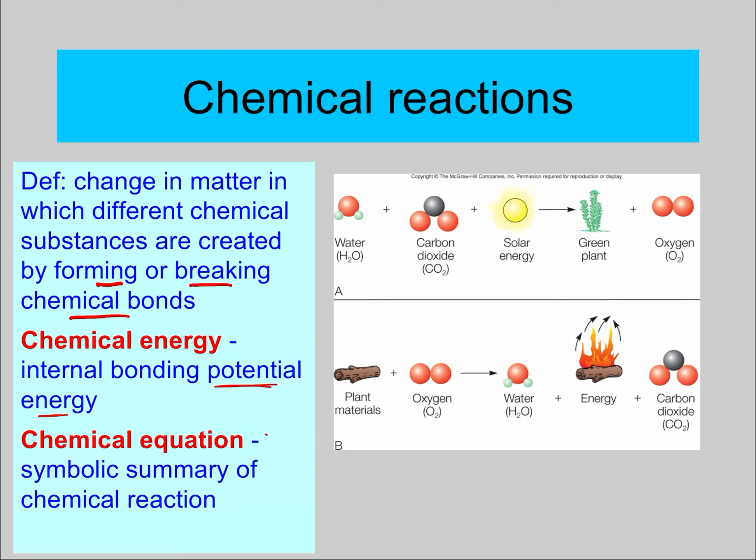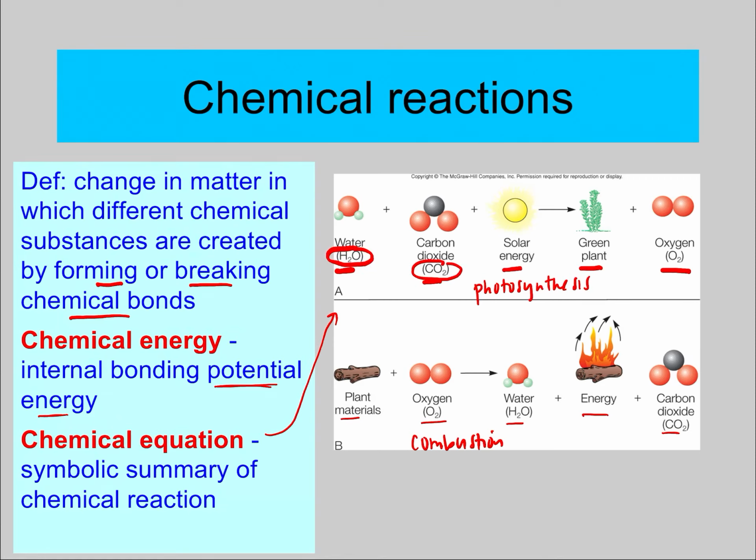Now, we use what we call a chemical equation to summarize in a symbolic way what is going on in a chemical reaction. So, for example, water plus carbon dioxide plus solar energy feeds the green plant and oxygen. This is known as photosynthesis. This is what plants do for us. Another type of reaction is plant materials reacting with oxygen to form water, energy, and carbon dioxide. And this is combustion, or burning. So chemical equations can be used with symbols, but most likely the symbols we see are the ones that are formulas, which we're going to talk about in this chapter.